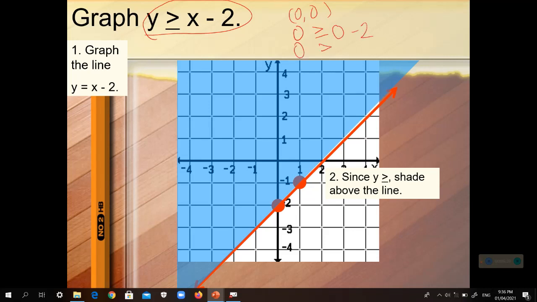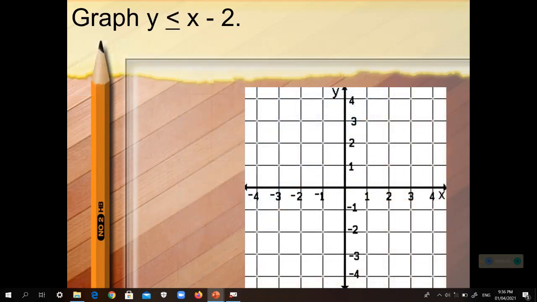So, 0 is greater than or equal to 0 minus 2, which is negative 2. We all know that 0 is still greater than negative numbers. Okay? So, that's why it is true. So, wherever it is true, this is the part that you are going to shade. Okay? Any question? Okay, so let's have more examples.